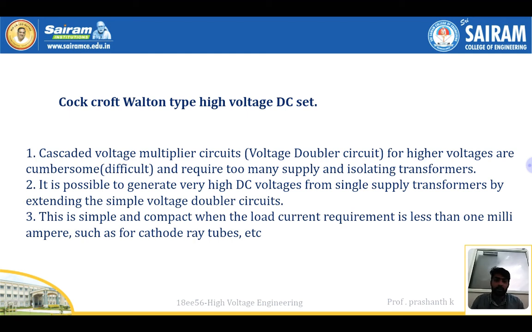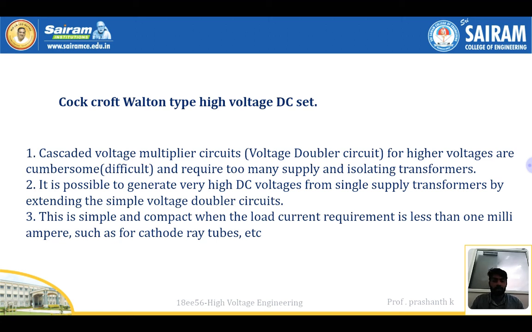For higher voltages, too many supply isolating transformers would be required, but it is possible to generate very high DC voltage from a single supply transformer by simply extending the voltage doubler circuit. The voltage doubler circuit gives you two times the supply voltage. Similarly here, we are using n minus 1 stages, and the output voltage is compared to the input voltage.